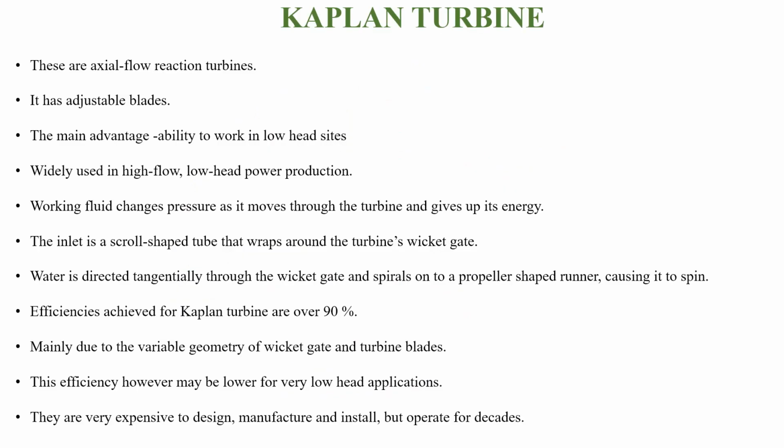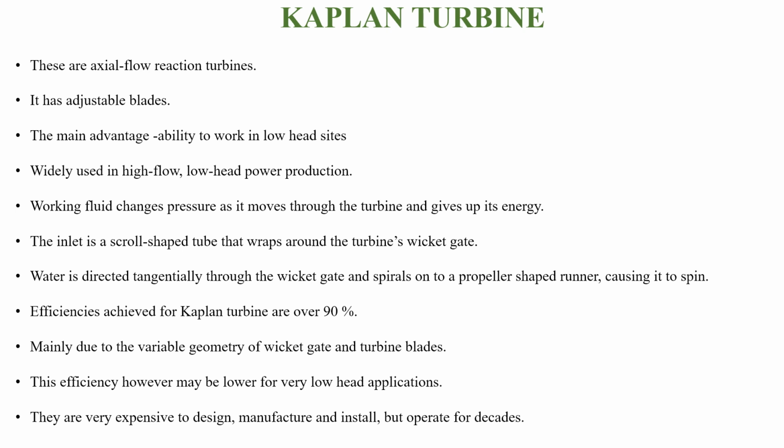Next one is the Kaplan turbine. These are axial flow reaction turbines. It has adjustable blades and the main advantage is the ability to work in low head sites. Widely used in high flow, low head power production. The working fluid changes pressure as it moves through the turbine and gives up its energy. The inlet is a scroll shaped tube that wraps around the turbine's wicket gate. Water is directed tangentially through the wicket gate and spirals onto the propeller shaped runner, causing it to spin.